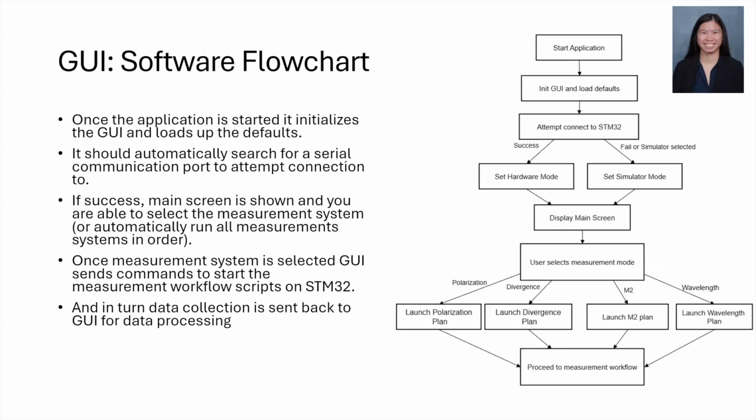For the GUI or the software flowchart, it's going to be the same kind of simple flow. Once the application is started, it initializes the GUI and loads up any defaults. It should automatically search for a serial communication port to attempt connection to. And then once that succeeds, a main screen is shown and you're able to select the measurement system you want, or it will automatically run all measurement systems in a certain order.